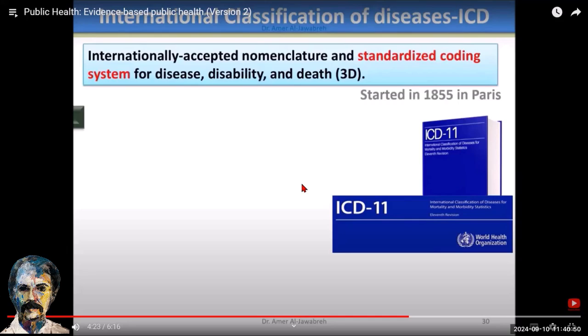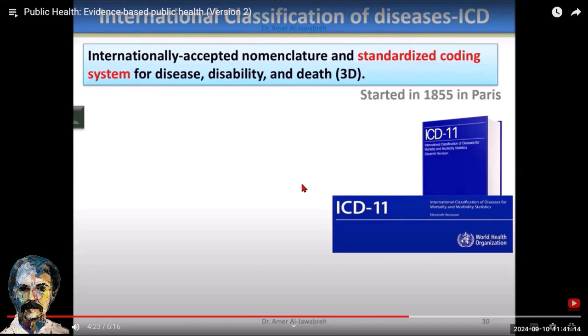Why did they use this? So that they can standardize the coding system and unify the definition of disease. So the disease in our country is the same as in India, the same as in South Africa, the same as in Nigeria, and the same as in Colombia.